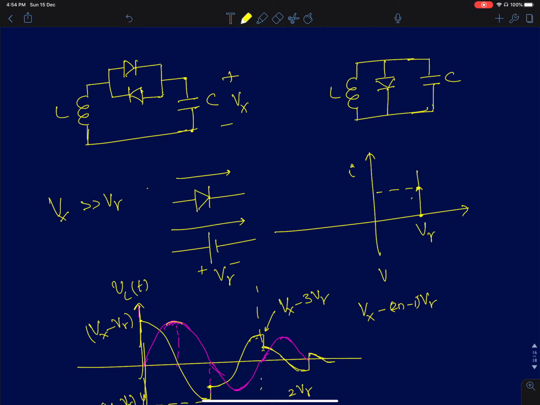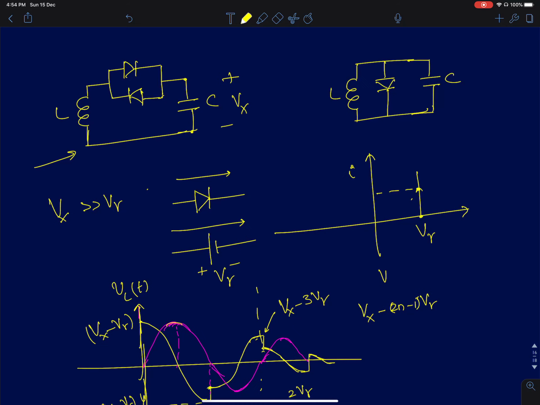Hi everyone. In this lecture, I'll continue with the discussion of LC circuits with diodes in it. Let me quickly summarize what I discussed in the last class. We took a series L and C circuit and connected two back-to-back diodes in series with both the inductor and capacitor.